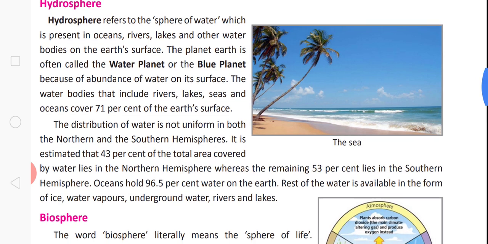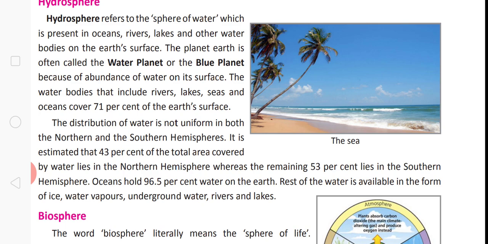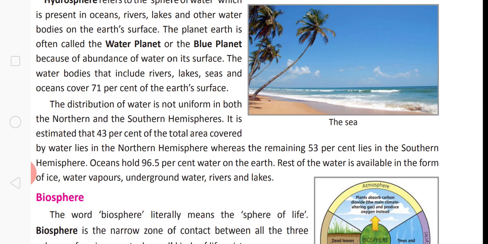Why is this type of quotation given? Because too much water is available, we know that. But pure water is very less in quantity, only 0.03% of water is potable, pure water, and the rest of the water is in the form of glaciers, as well as saline, salty water. The pure water is very less in quantity. Therefore this type of quotation is given.